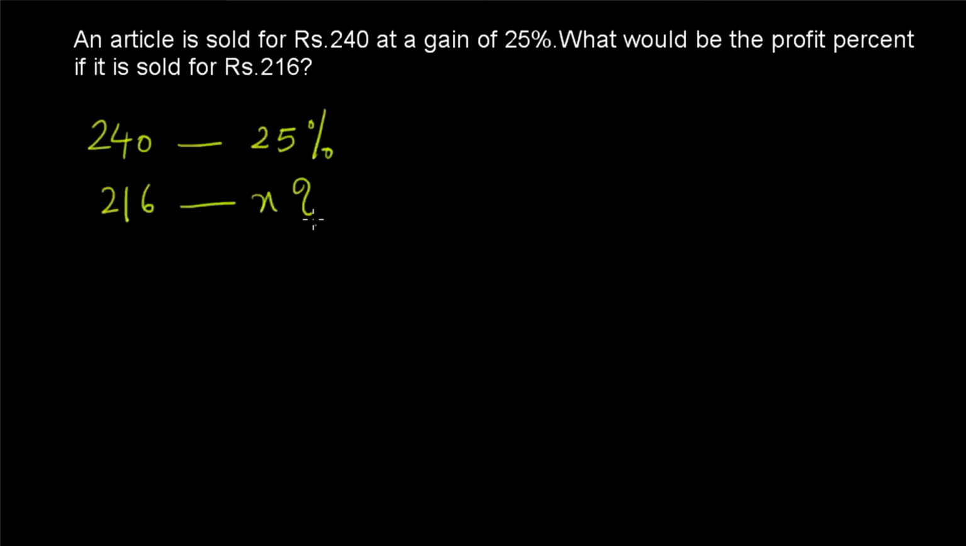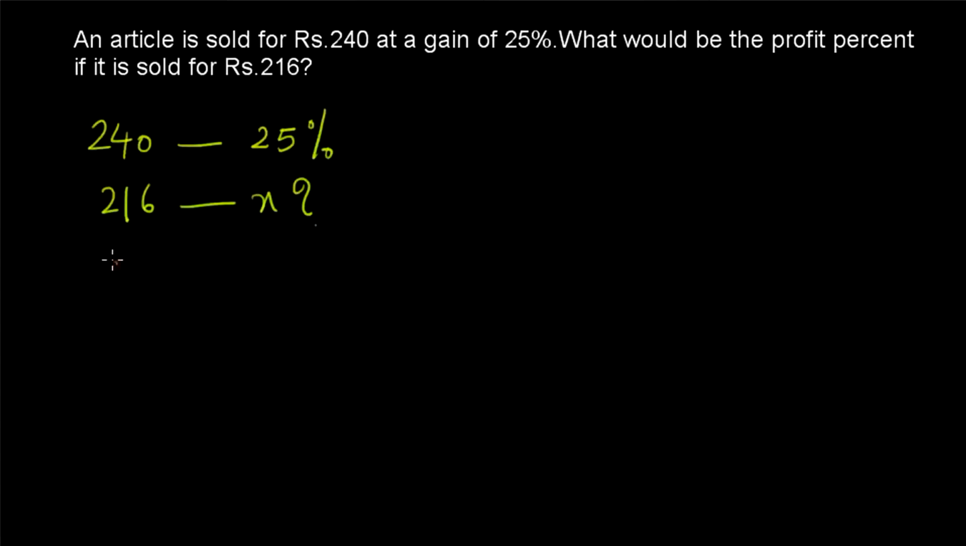The standard method is to find out the cost price, and then apply the second selling price with that cost price, and from there we can find out the gain percentage. But it will take some time, so we are going for a shortcut method. So how to do this, by using the shortcut method?